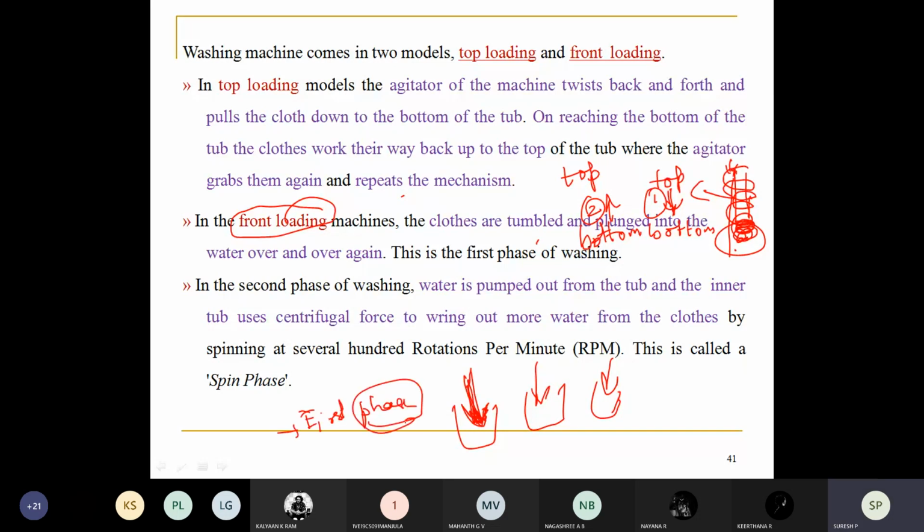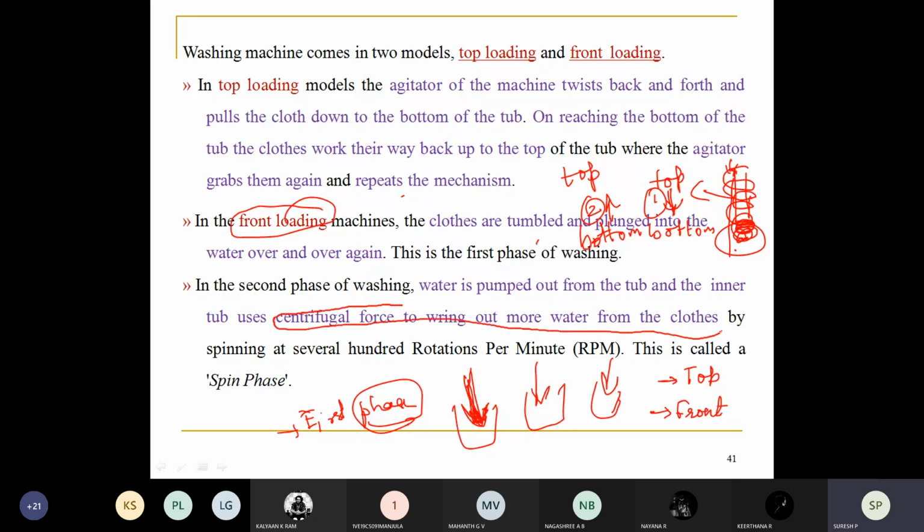So the working operation of your washing machine with respect to the top load and front load is totally different. Now next, once you have done this, in the second phase of washing, what will happen? Water is pumped out of the tub, and the inner tub uses centrifugal force to wring out more water from the cloth. So it is going to make use of centrifugal force.